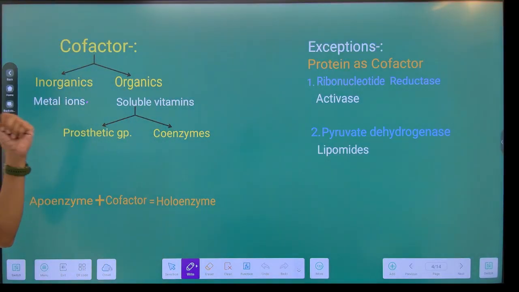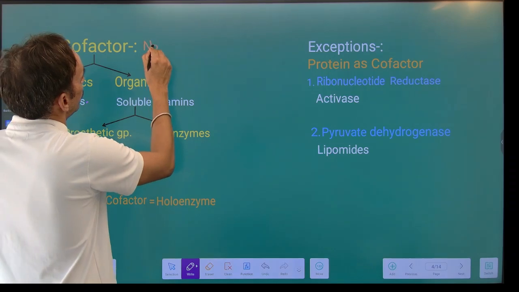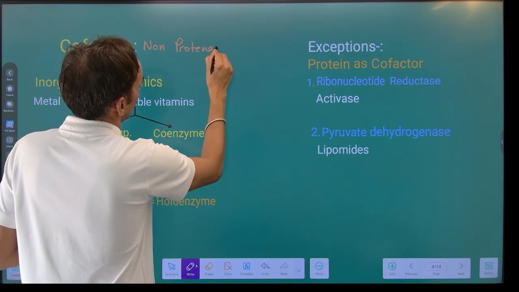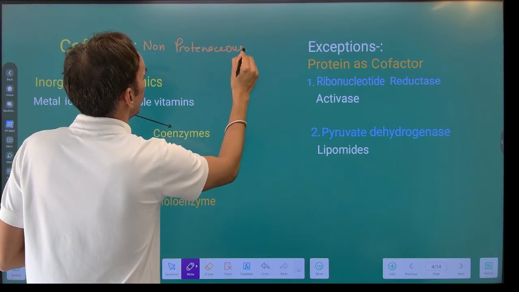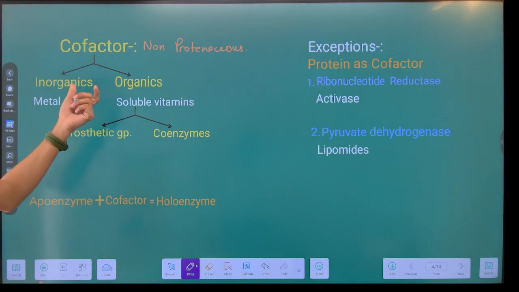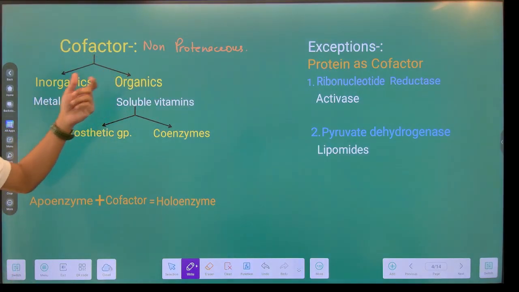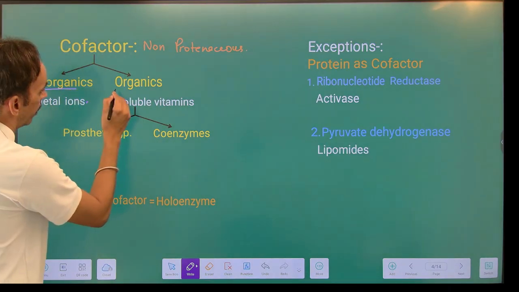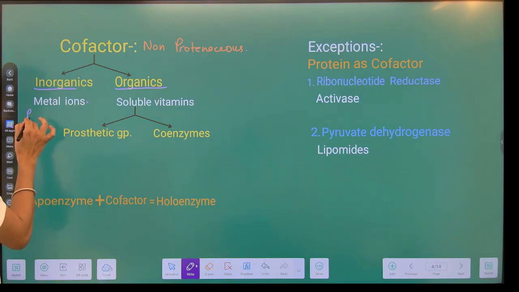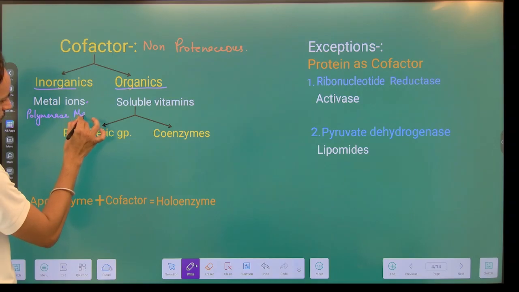Now next is the concept of cofactor. Simply, we can say cofactors are the non-proteinaceous part of enzymes which is essential for the catalytic activity of the enzymes. Cofactors may be of two types, inorganic and organic. Inorganic cofactors include metal ions. For example, all polymerases require magnesium as a cofactor.